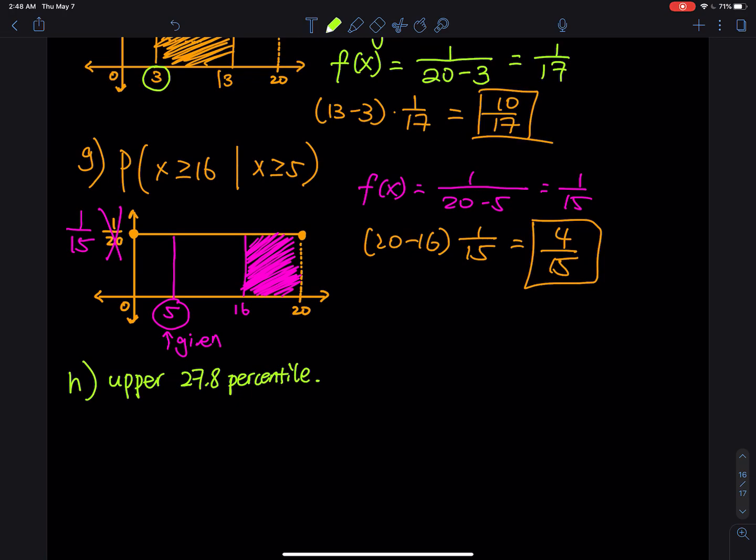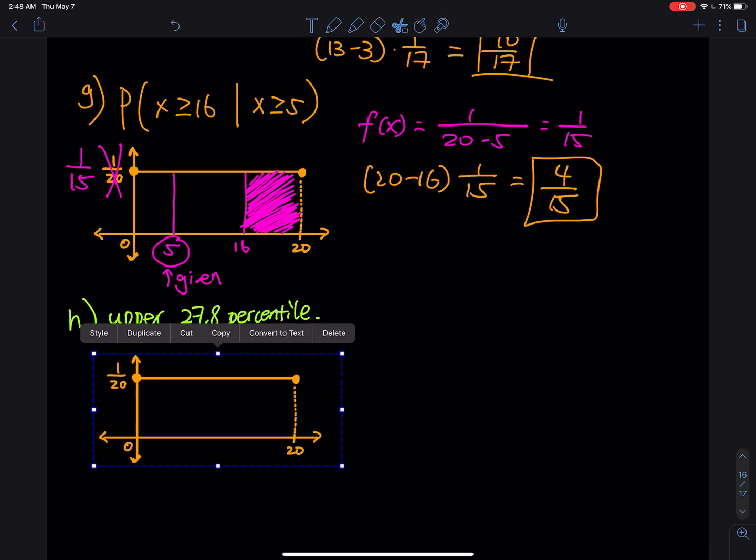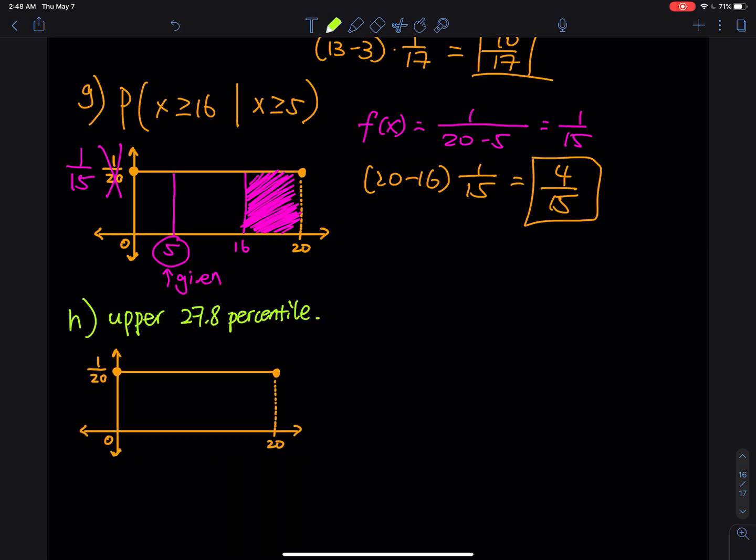Upper. What is upper? So we draw the graph one more time. So allow me to just paste the graph so I can save a little bit of time. So what is upper 27.8? Upper means right side. So upper is right here. This is a 27.8%. I want you to tell me where to cut the graph to have 27.8% on the right side. So tell me, how do you get the probability? To get the probability, you have maximum minus the minimum and then times the height equals to probability, right? 0.278. That's how you convert from a percent to a decimal. So this one, you have to solve for k.